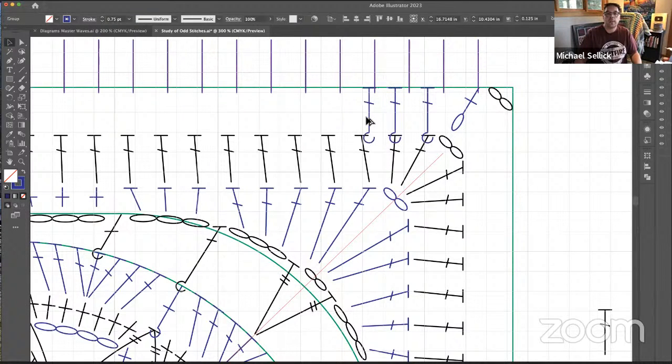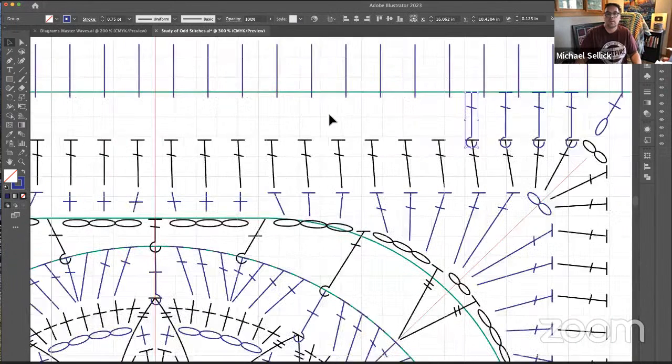So I'm going to align the base of these because it's easier than moving all those little hooks. Then these guys are all the same distance from each other, so you can just copy them.